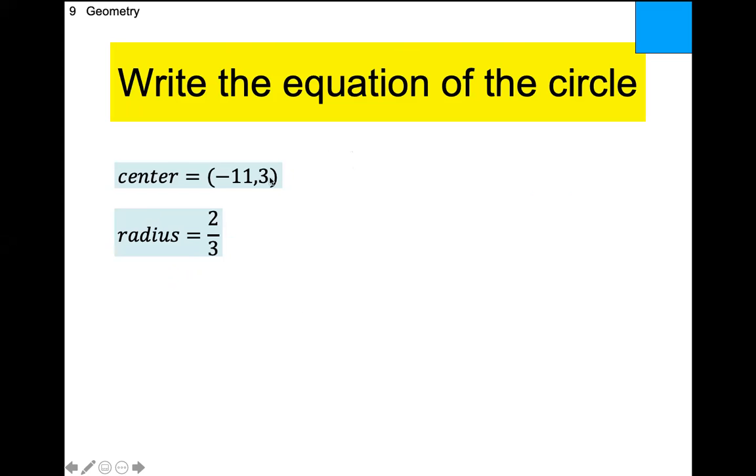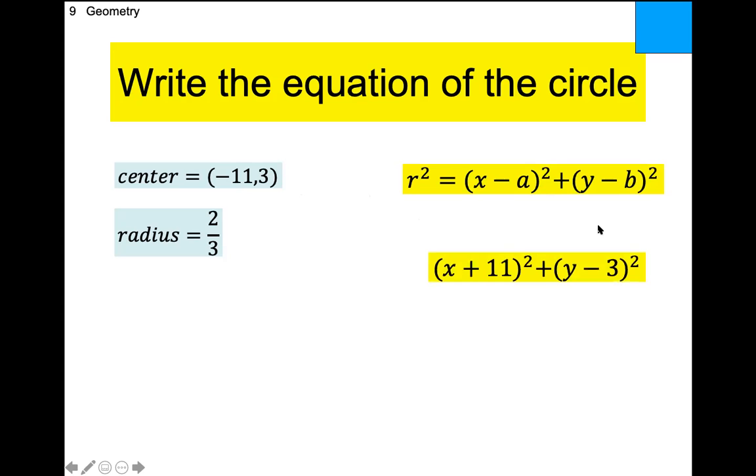See, the center is at -11, 3 and the radius is 2/3. Don't panic just because there's a fraction. It's not as bad as you think. Remember, the negative ones become positive, so that's going to be what? X plus 11, y minus 3. You see where I'm getting that from? X plus 11, the opposite of -11. And then I got to square, not square root, but square 2/3. Well, remember, squaring 2/3 means square the top and square the bottom. So 2 squared is 4, 3 squared is 9. So we get 4/9.